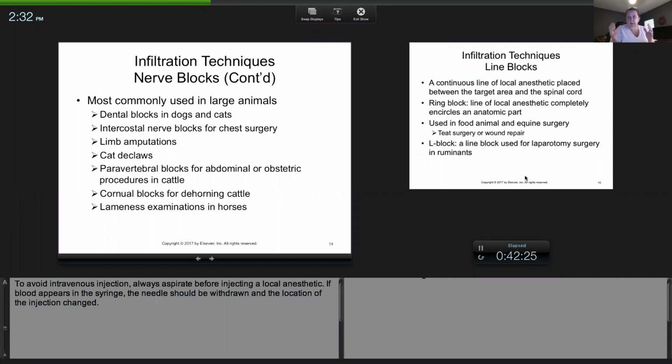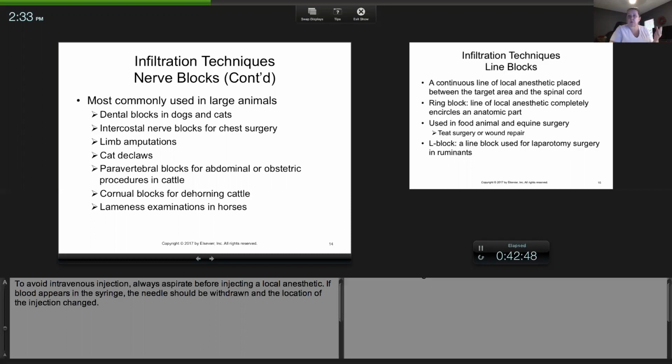One of the big nerve blocks we do, it's called a paravertebral block, or sometimes called an inverted L. And what we do is we block the nerves that are controlling the flank, and then the doctor makes an incision in the abdomen. There's a picture coming up. Or the cornual blocks for dehorning. So they will block the nerves that control the horn buds.